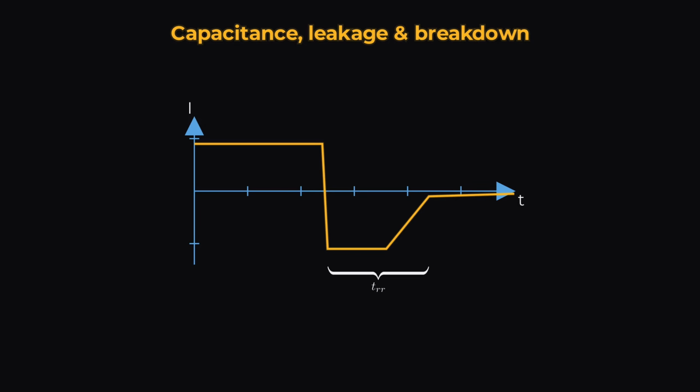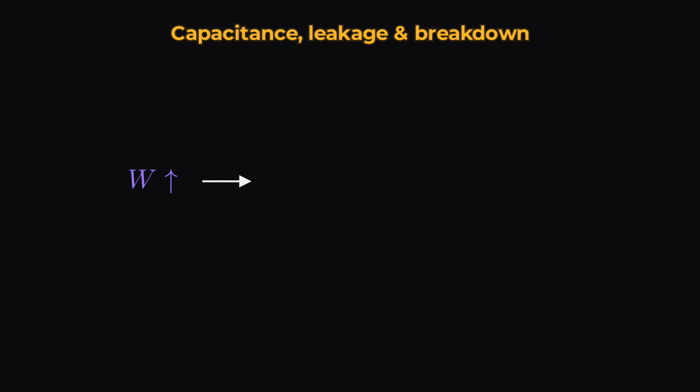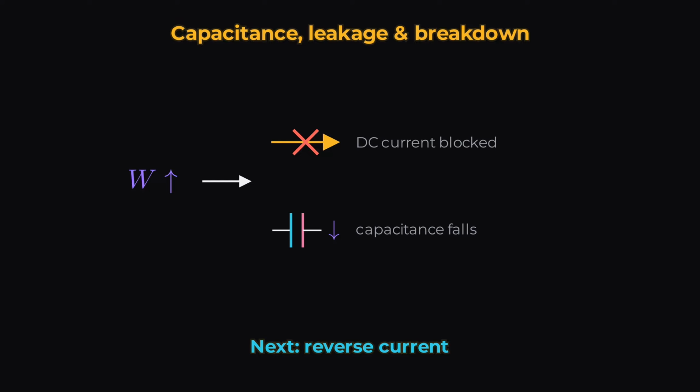This delay is the reverse recovery time, and it limits how fast a diode can switch. Fast diodes and Schottky diodes exist to reduce it. Notice that one mechanism produced two consequences. The same widening depletion region that blocks DC current also shrinks the capacitance. We have covered forward behavior and capacitance. Now we examine the small current that flows under reverse bias.